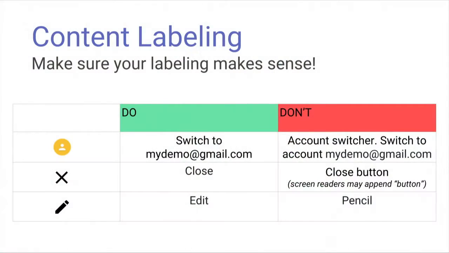The next one is if you have a close button, what you want to provide is a labeling such as close. You don't want to provide the labeling close button for a close button, because in that case, the screen reader might read it as a close button button. So please don't include the type or the state of the UI element.